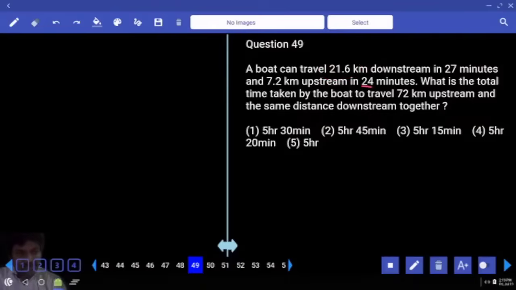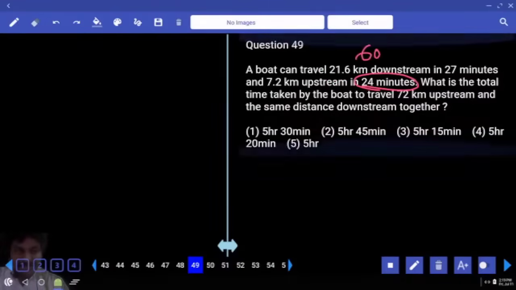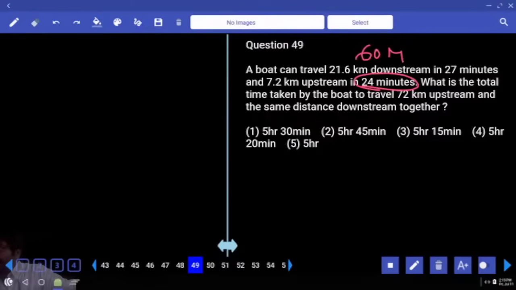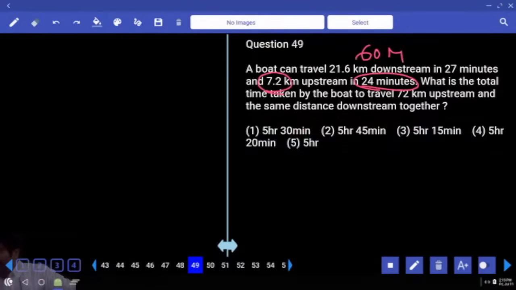Next, in upstream, 24 minutes is given. How do you get 60 minutes using this number? Divide it by 4 into 10. You'll get the upstream speed. Then you have to calculate the time to cover 72 kilometers up and 72 kilometers down. This is one method, which you already know. Yes? I'll explain one more.